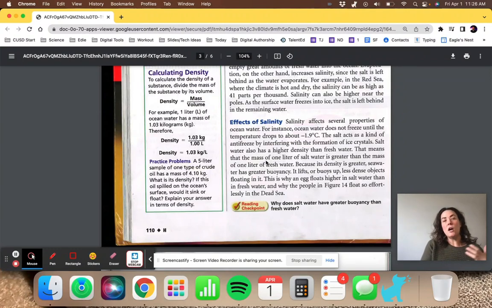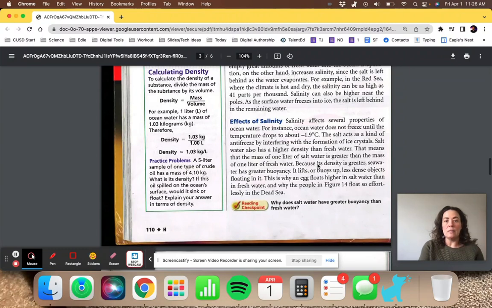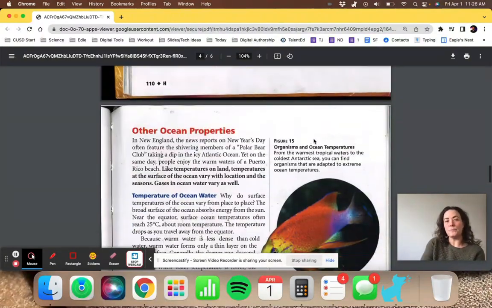Because as you add the salt, you are increasing the density of the water. And so when you have fresh water, the fresh water is less dense than the egg. When you're adding the salt, you make that salt water more dense, and then you get to a point where the salt water is more dense than the egg, and the egg floats. If you guys remember how density works, less dense substances float.